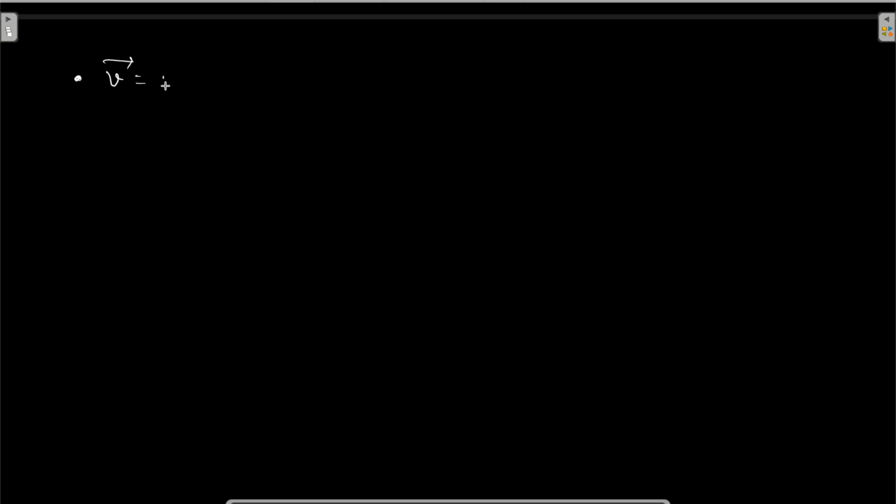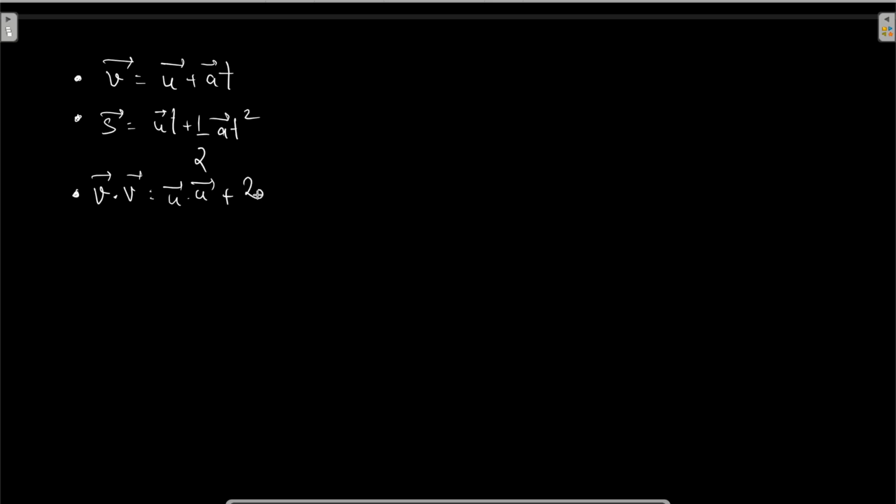v equal to u plus at, s equal to ut plus half at square, and the third one is v dot v equal to u dot u plus 2 a dot s. But we won't need this third equation in today's analysis. So these are the two we'll see today.